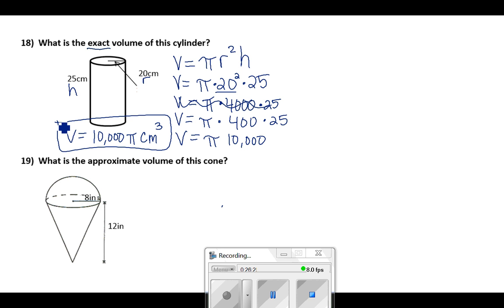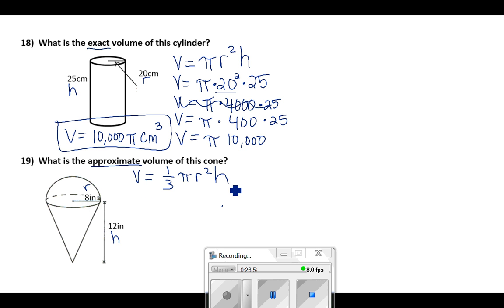Question 19. What is the approximate volume of this cone? So the approximate means that we're going to be estimating our answer. So we will have to round. Let's look at what we're given. We have the radius and the height. And now we need the formula. So look at your volume formula sheet. So volume of a cone is V equals 1/3 pi r squared h.